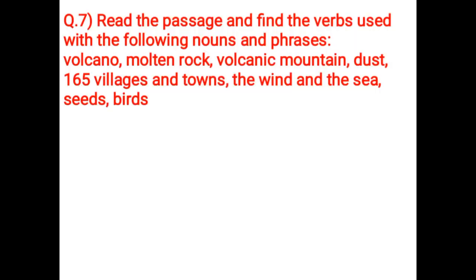Read the passage and find the verbs used with the following nouns and phrases: volcano, molten rock, volcanic mountain, dust, 165 villages and towns, the wind and the sea, seeds, birds.